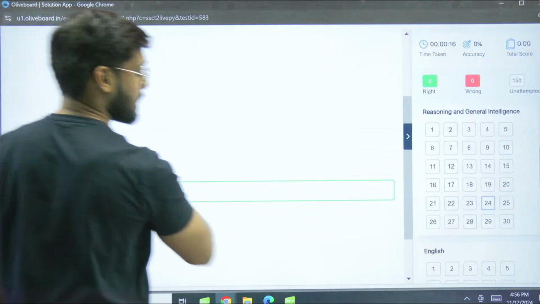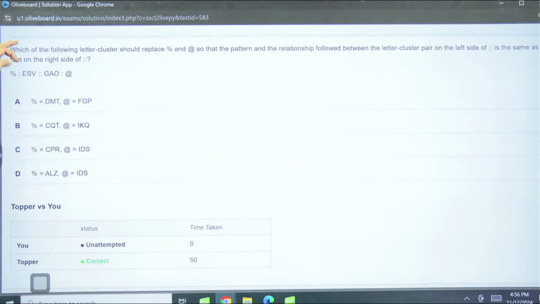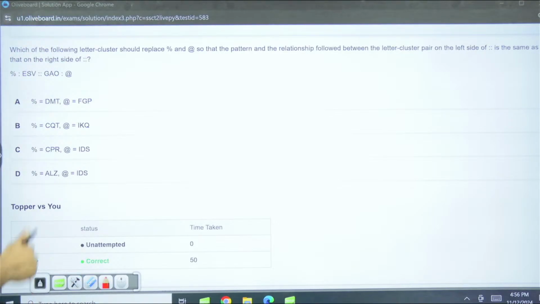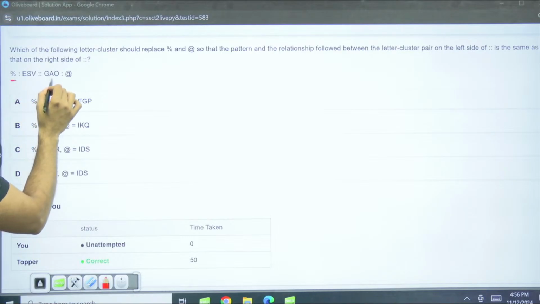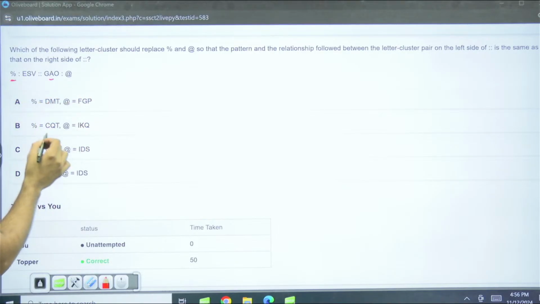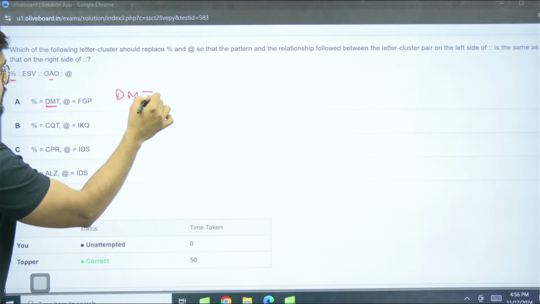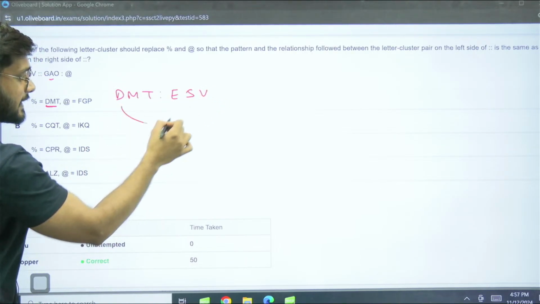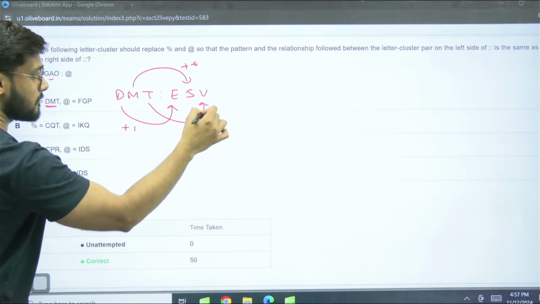Next. The 25th question on our screen. What should be the right answer for this one? This percentage sign will be related to ESV. Similarly, GAO will be related to this one. Let's see the options. In place of the percentage sign, if we put DMT, it will be related to ESV. How? D to E plus 1, M to S plus 6, T to V plus 2.